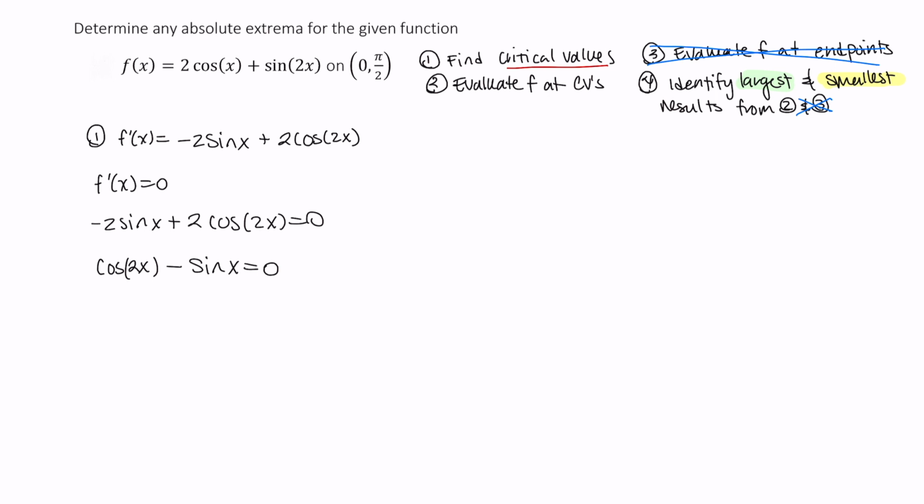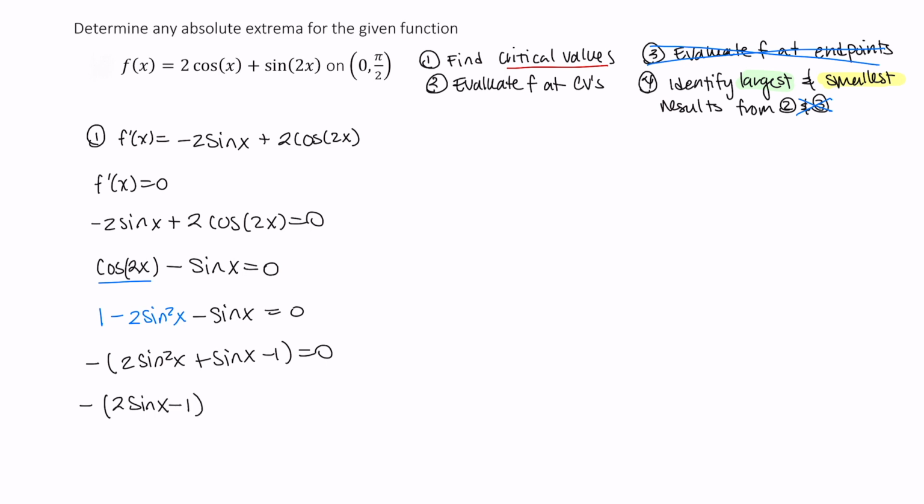Next, let's use an identity. That is, let's use the fact that cosine of a double angle is equal to 1 minus 2 sine squared x. And then from that, we're going to subtract sine x. So we really have negative 2 sine squared x minus sine x plus 1 equals 0. And now this can be factored. And this factors as follows. So this is negative, and then I'm going to have 2 sine x minus 1, and then sine x plus 1. And this is equal to 0.